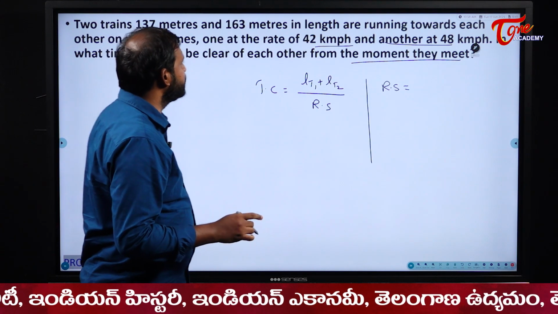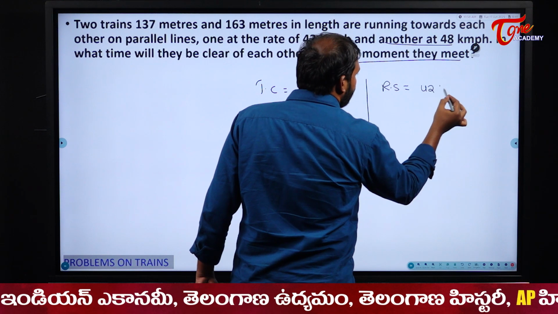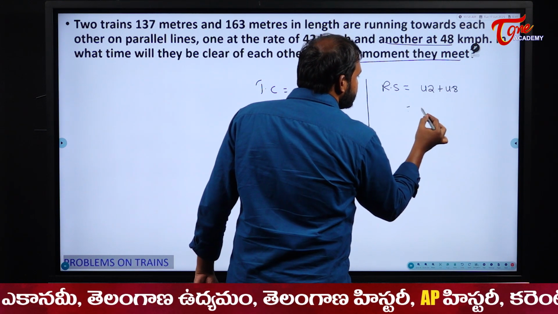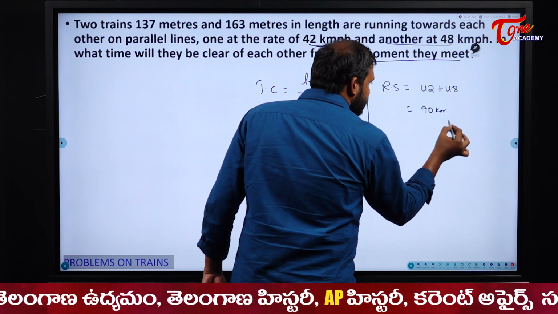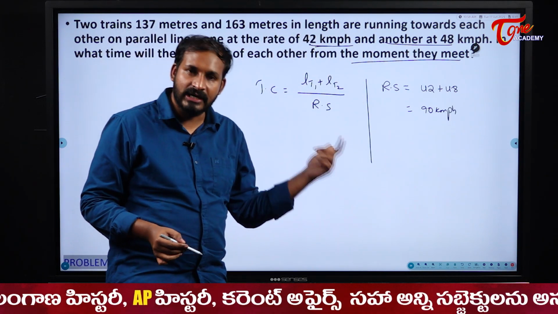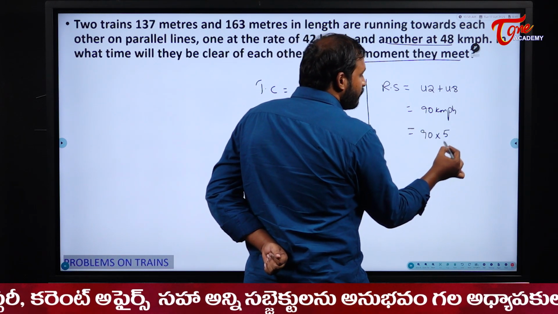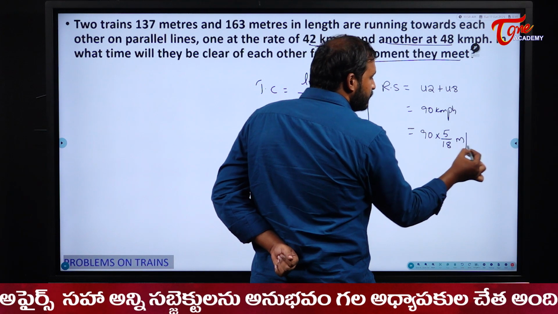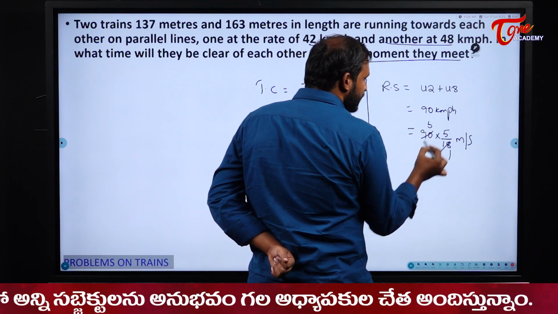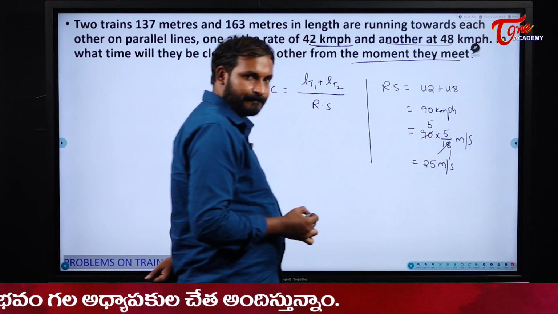If they are moving in opposite direction, what happens to their relative speed? Their sum will become the relative speed. So 42 plus 48, which is equal to 90 kmph. But as I have already told you, the length of the train is in meters. So I will convert that into meter per second. It will become 90 into 5 by 18 meters per second. So 18 ones, 18 fives. It will become 25 meters per second.